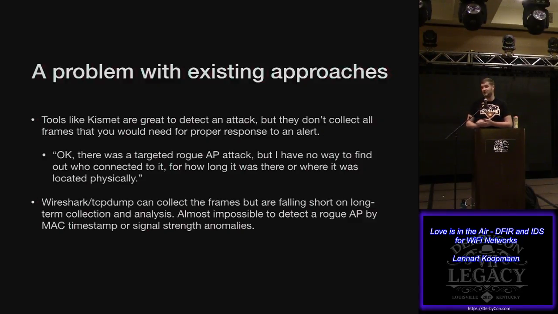So it would be great, I think, the answer would be, okay, that was a targeted rogue access point attack. That wasn't just some kid walking around with a pineapple that just sends deauth frames all around. It was a targeted attack, someone tried to get in here. But I have no idea how to find out who connected to it. I want to find out which of my employees connected to that thing, right? That'd be great. I don't know for how long it was there necessarily, and I don't know where it was located physically. So basically, you just get very nervous, but you can't do that much about it.